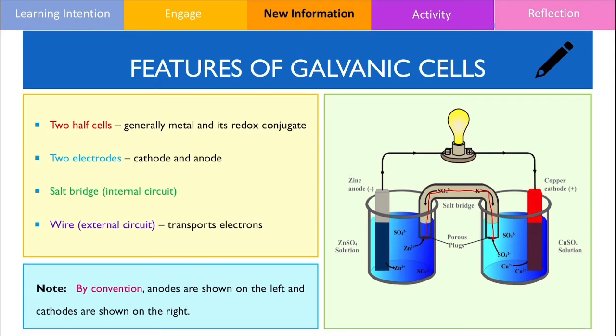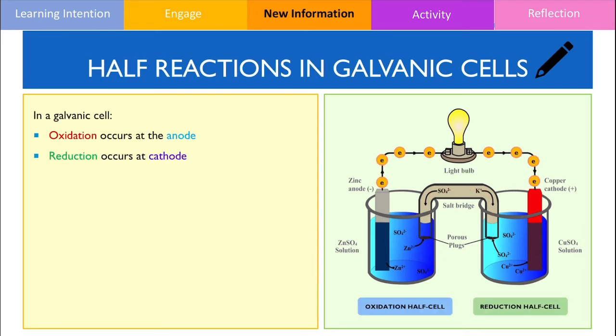The next thing that I would like to discuss is the location where oxidation and reduction take place. Please note that for all cells, the site of oxidation will always occur at the anode, whereas the site of reduction occurs at the cathode. Using this knowledge, you should be able to write the half equation occurring at the anode and cathode.